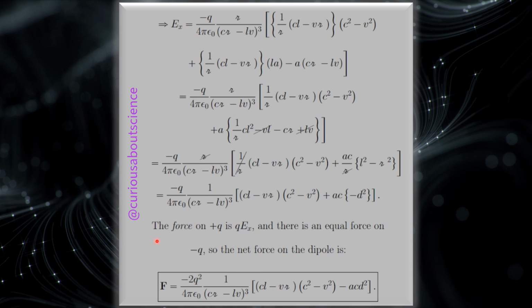So without further ado, we see that the force on positive Q is QEX, and there's an equal force on negative Q. So the net force on the dipole, we're going to have to multiply it by 2. So we see that we get a 2 there, and negative Q times positive Q gives us negative. So that's where the negative 2 is. And of course, the same magnitude of charge, so it's squared. And of course, over everything else, and we see it simplify down to this. Now that we have the force, we can see what it means for the hyperbolic motion.